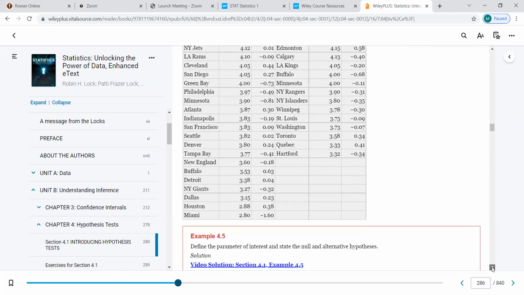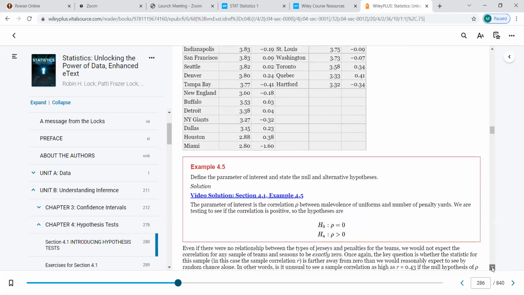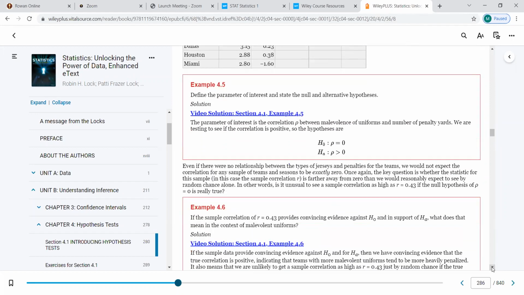All right. So don't be bothered if you see something like this, where the null hypothesis would be the population correlation. Notice that they used the Greek letter rho here, RHO, to represent the population correlation. It says it's 0, and the alternative hypothesis says that the correlation coefficient is positive, greater than 0.